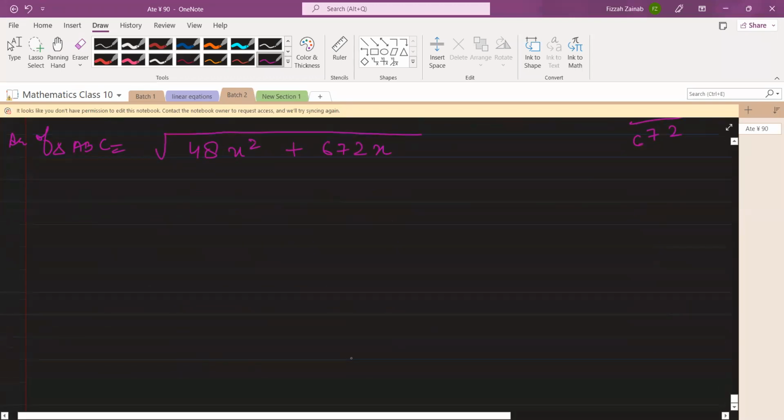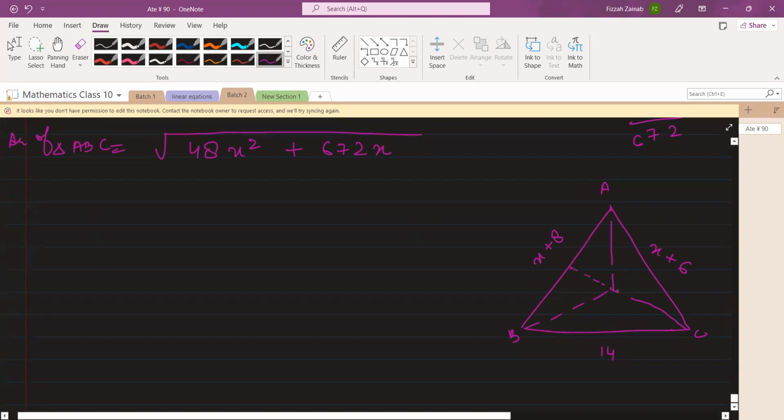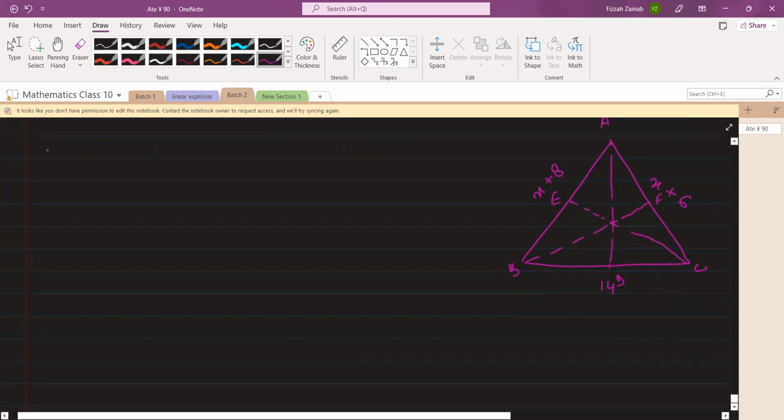Fine. Now leave it. So again, come back to your triangle. This was your triangle A, B, C, which is divided into 3 triangles now. So AB is x plus 8, AC is x plus 6, and this side is 14, right? And these are the heights, which is D, E, and F. So one by one, let us find out the area.